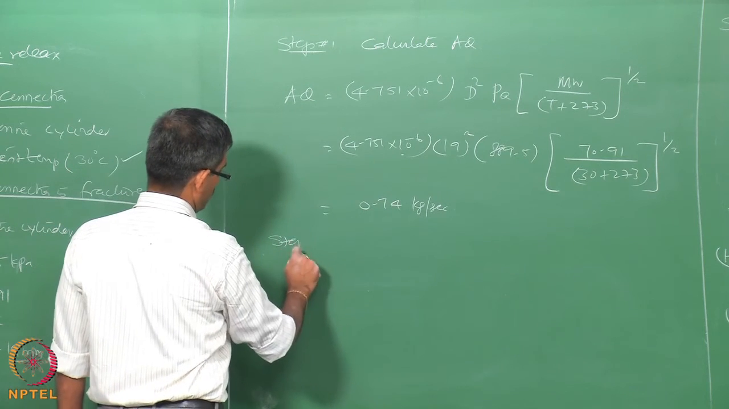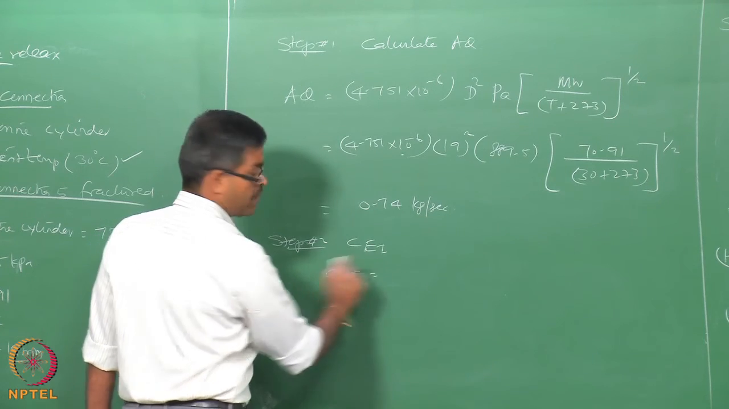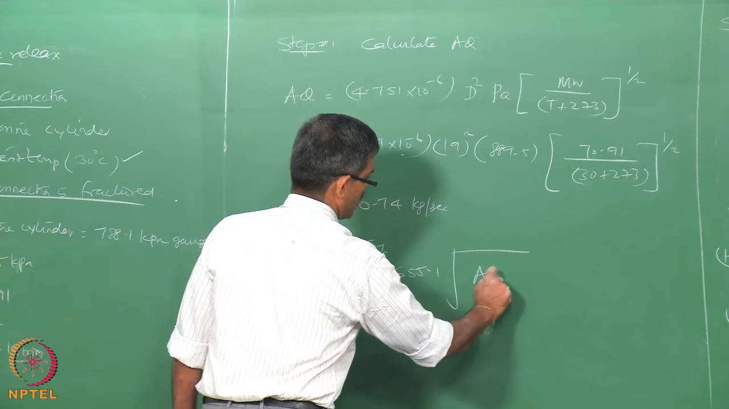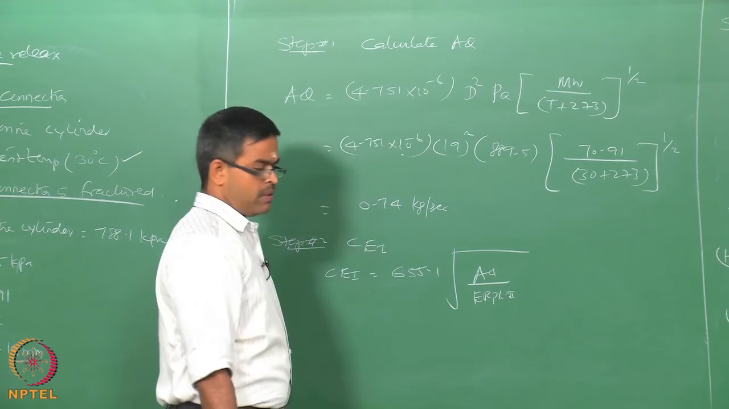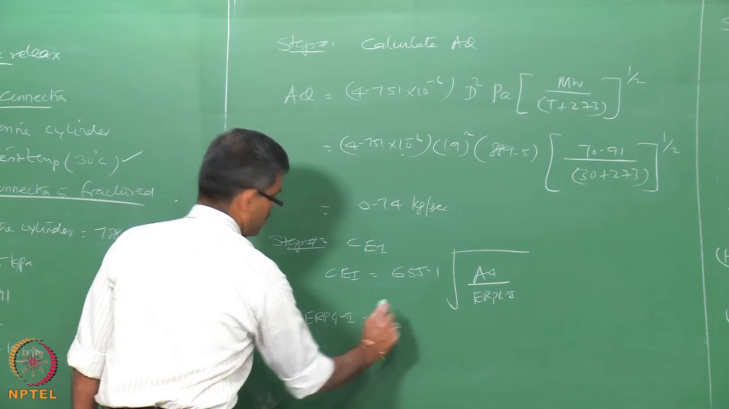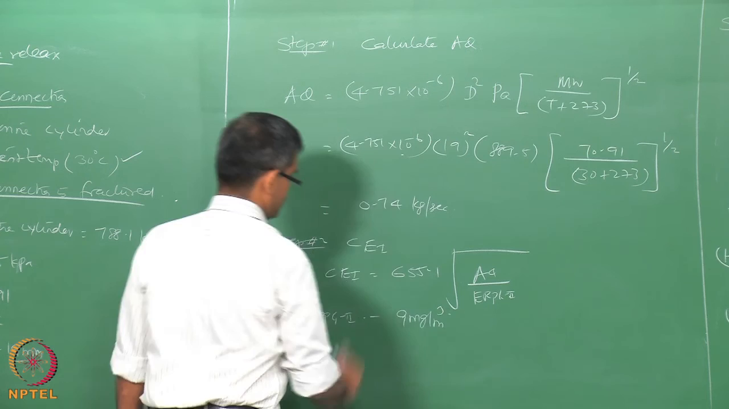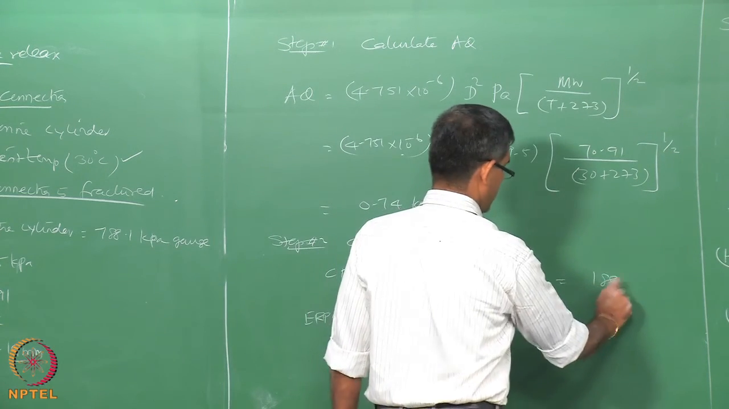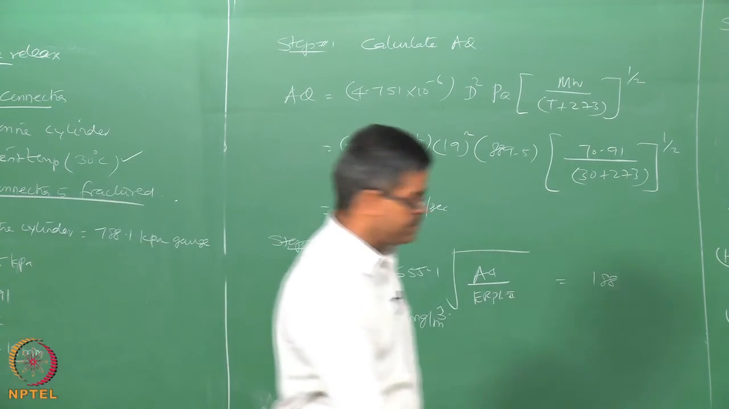Straight away, step number 2, one can compute CEI. CEI is given by a simple equation, which is 655.1 times the root of the airborne quantity divided by ERPG 2 for chlorine. The ERPG 2 concentration for chlorine is 9 milligram per cubic meter. Therefore, CEI becomes 188. Once I know CEI, I can compute the hazard distances.